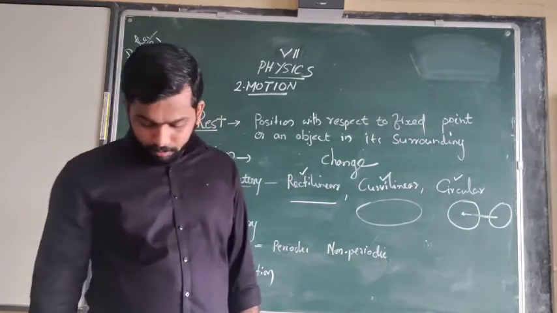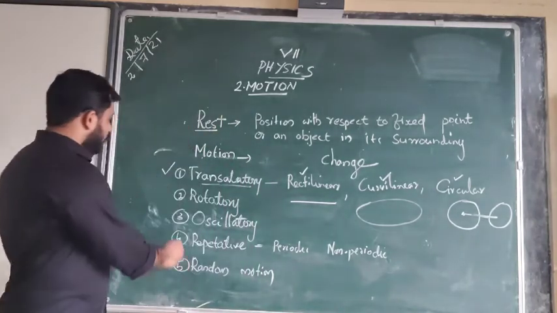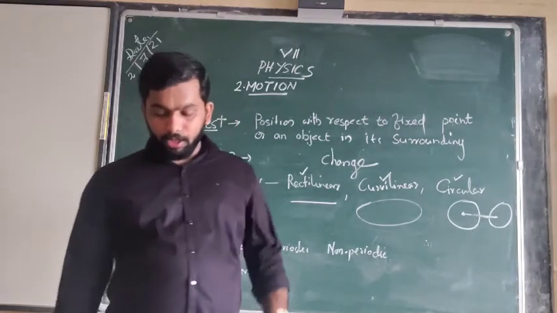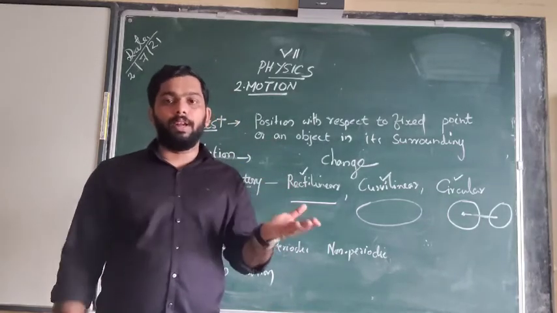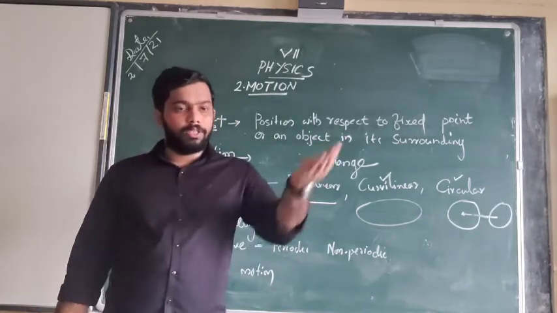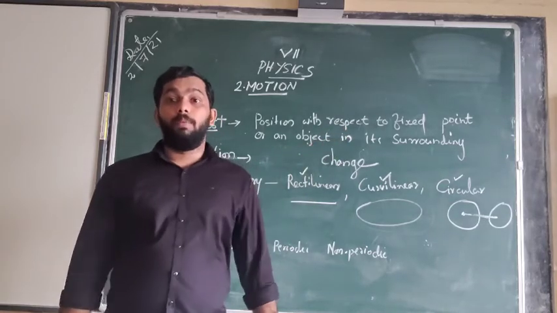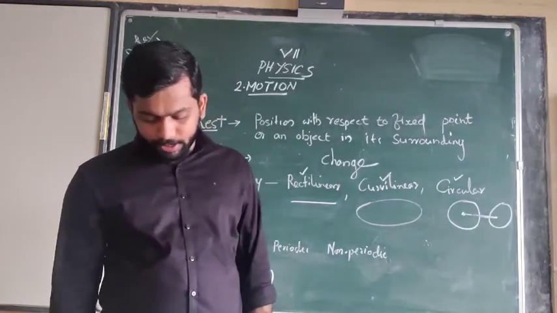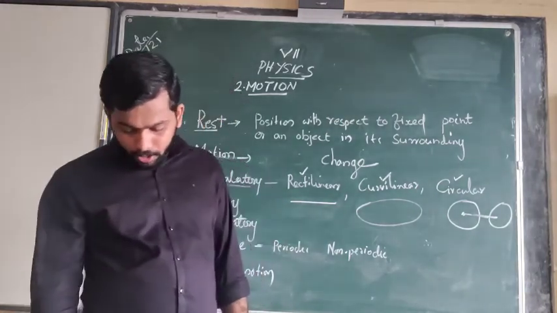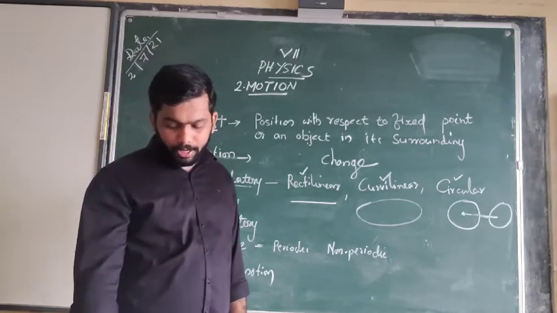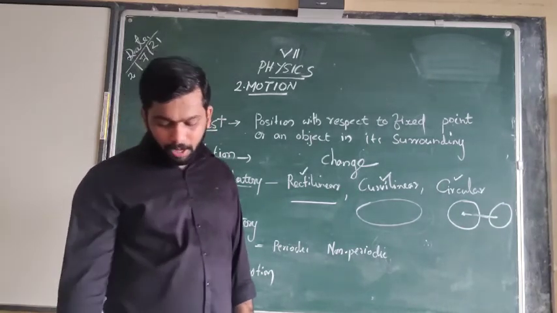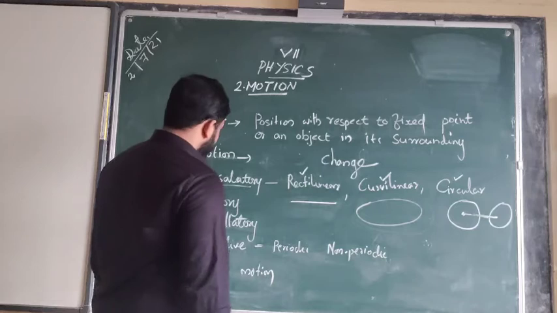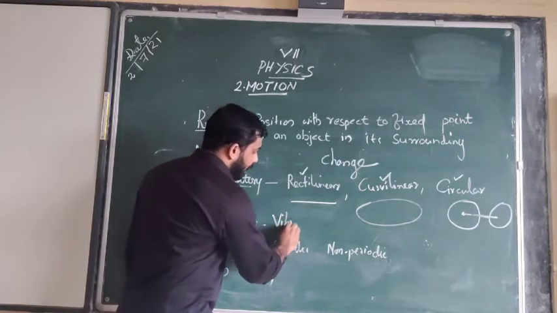The third one is oscillatory motion. Oscillatory motion means the object is moving to and fro. For example, when you are swinging on a swing, it moves to and fro like this. Or the pendulum of a clock moves to and fro. That type of motion is called oscillatory motion. Swinging motion and the swinging pendulum are examples. In oscillatory motion comes one more, vibratory motion.